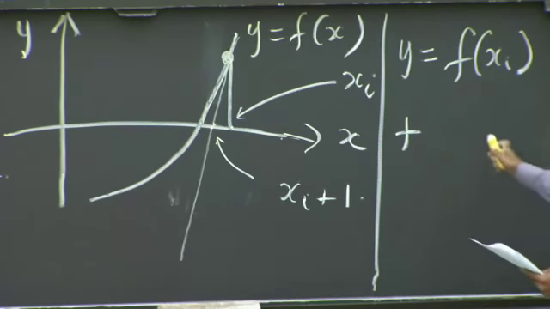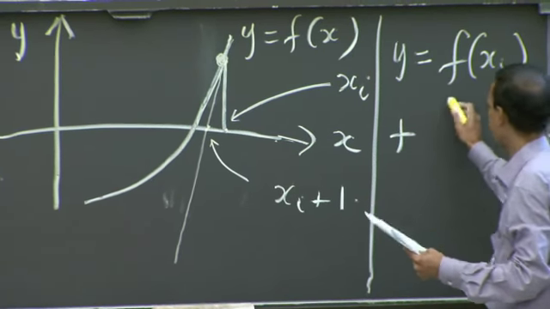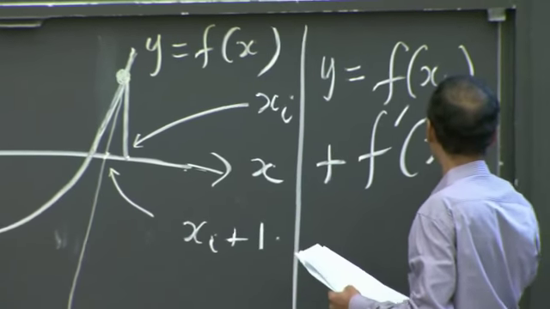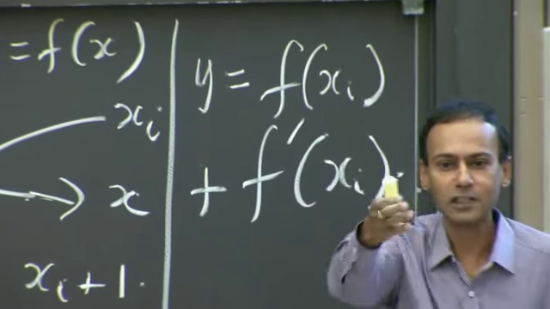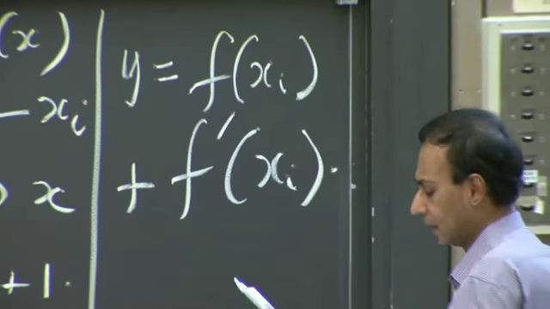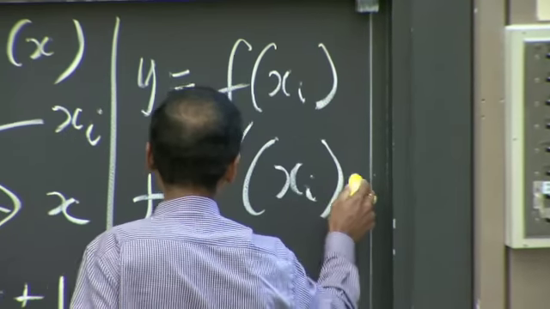So what do we have here? So we have f prime xi. Now, come on, let's finish it. Times x minus xi. Thank you.